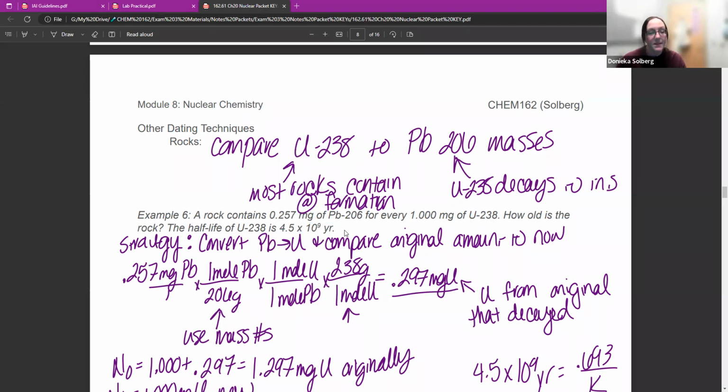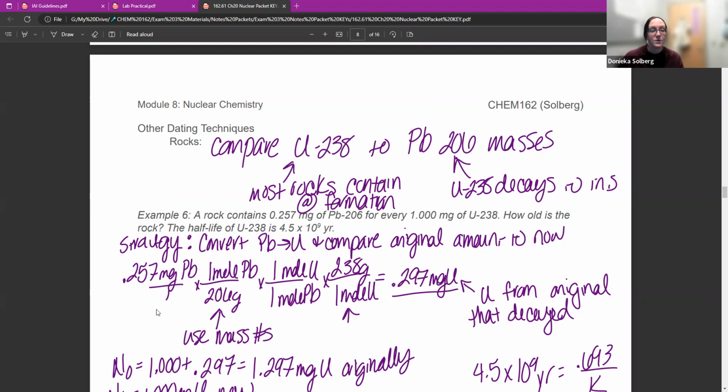Now, I gave you masses this time instead of disintegrations, and we can't really use masses of different things in order to figure out how old they are. So we have to be able to compare the same amount of things. Like in the previous problem, we compared carbon-14 to carbon-14. If we're comparing lead and uranium, well, those have different masses. So this is our strategy: convert the lead amount into uranium, so you can compare the original amount of uranium to the new amount of uranium. Okay, so this is how you do it.